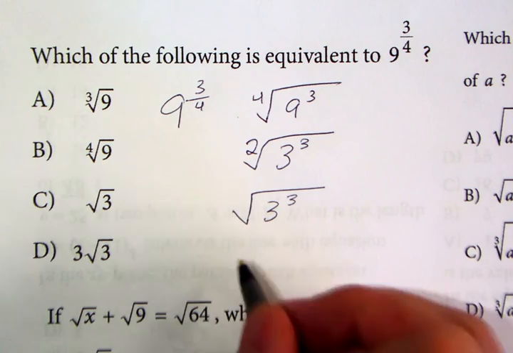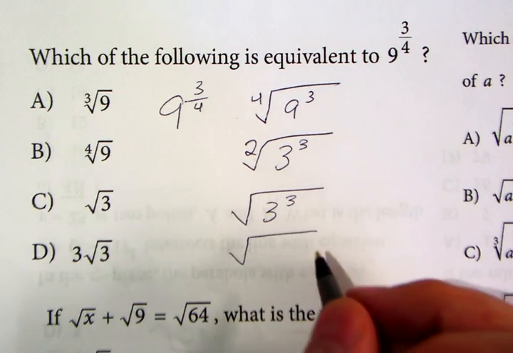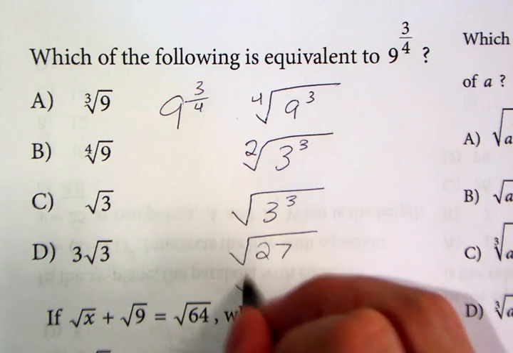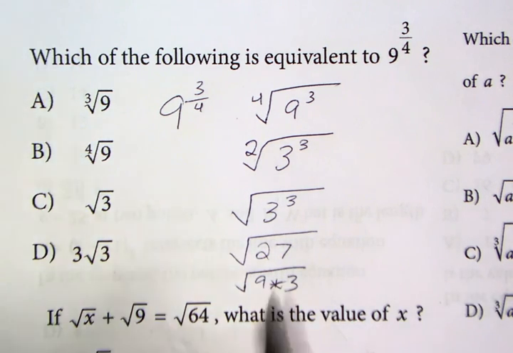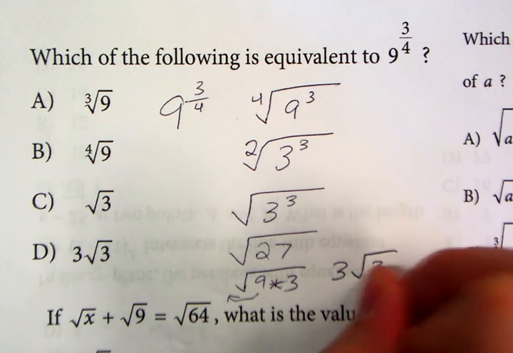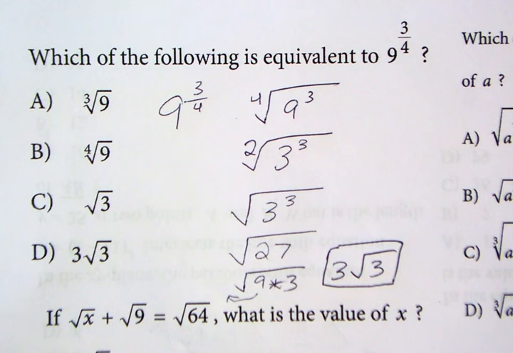What is 3 to the third power? Turns out 3 times 3 is 9 times 3 is 27. If we change this to 9 times 3, we can pull out the square root of 9. What is the square root of 9? It's 3. What's left underneath the radical? Root 3.